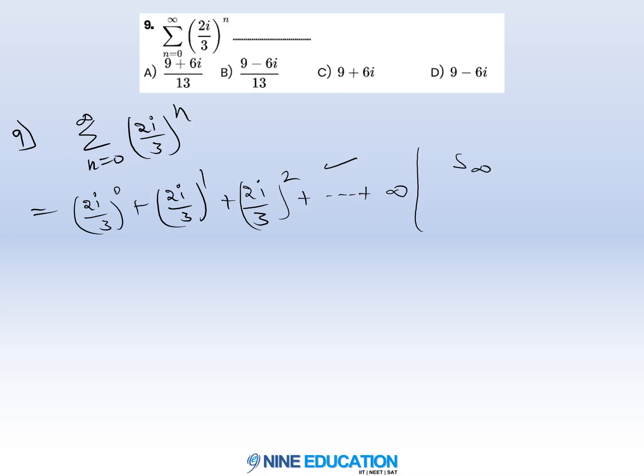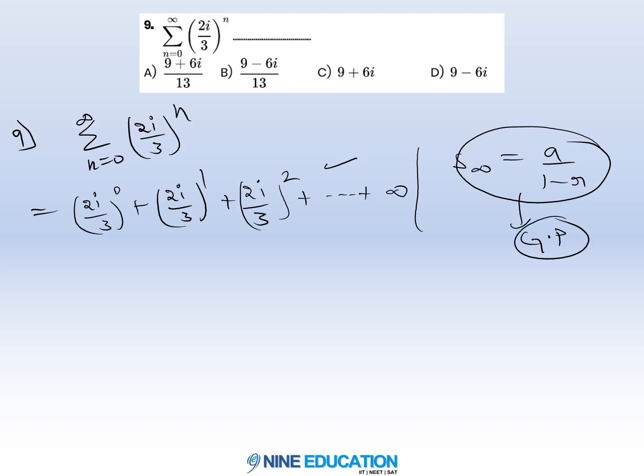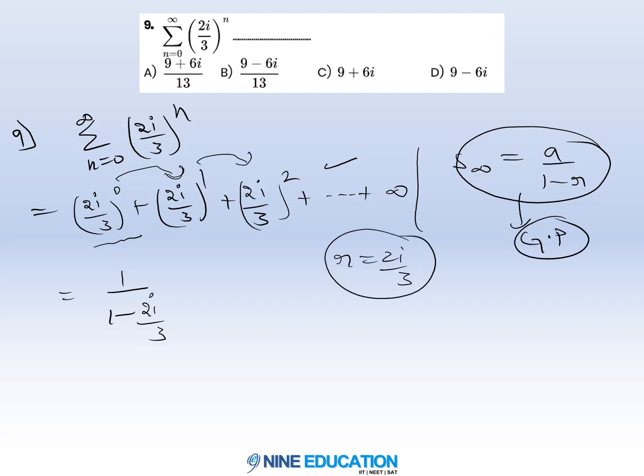We have the formula for the sum of an infinite GP, which is a/(1 - r). Let's apply this formula. What is a in our case? It is 1, since (2i/3)^0 is 1. So 1/(1 - r). What is r? The common ratio is 2i/3, which gets multiplied after every consecutive term. So 1 minus 2i/3. Let's simplify this. If you take the LCM, we get 3/(3 - 2i).